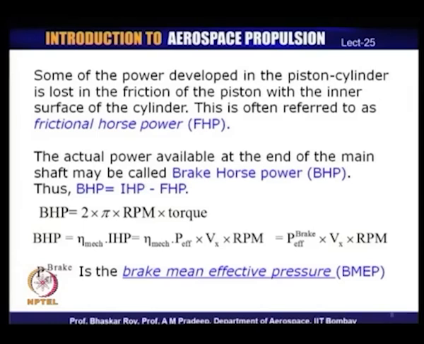So, the actual power available at the end of the shaft may then be called the brake horsepower or BHP, and this is of course IHP minus FHP, which we call the frictional horsepower. Now, the BHP can be written in terms of twice pi into RPM into the torque that is produced. We shall see as we go along that the torque produced by the engine is of great importance in running the propeller. The propeller has certain torque characteristics, and we shall discuss that later in this course, that unless you meet those torque characteristics, the thrust would not be created.